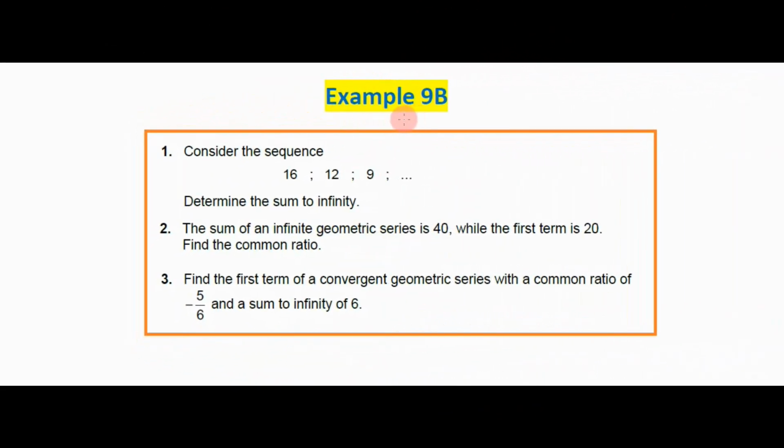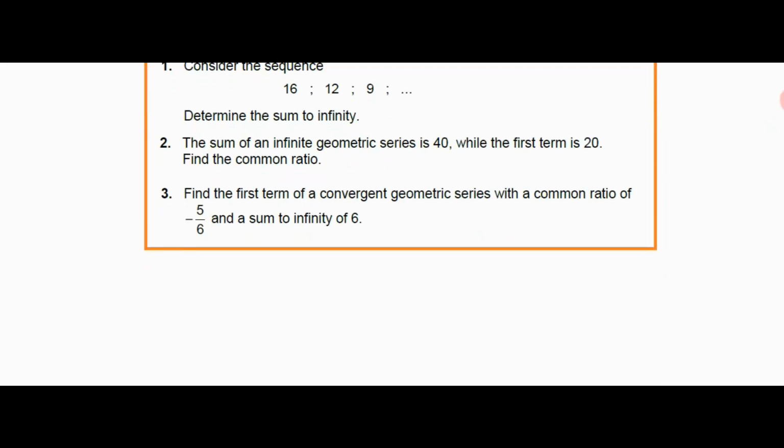Example 9b deals with very basic applications of the sum to infinity formula. In question 1 it says consider the sequence 16, 12, 9, etc. Determine the sum to infinity. So let's have a look at it. So we have the sequence 16, 12, 9, and so forth. And we must find the sum to infinity.